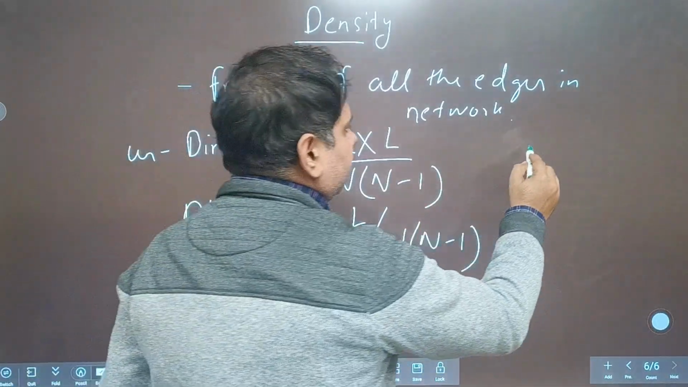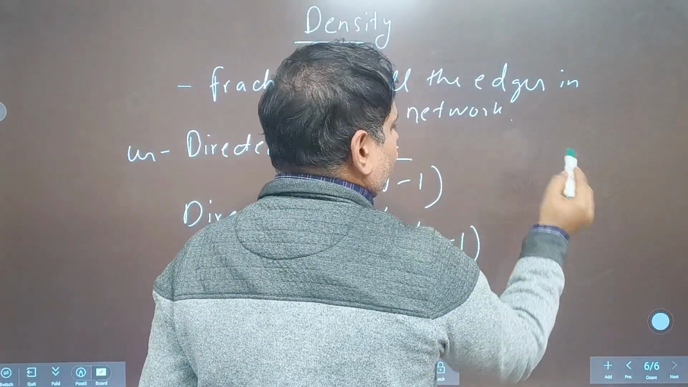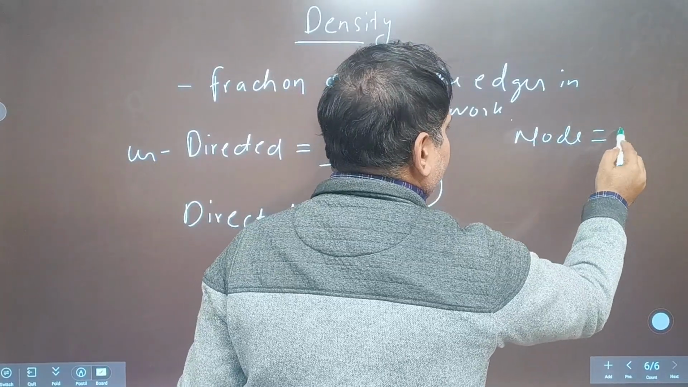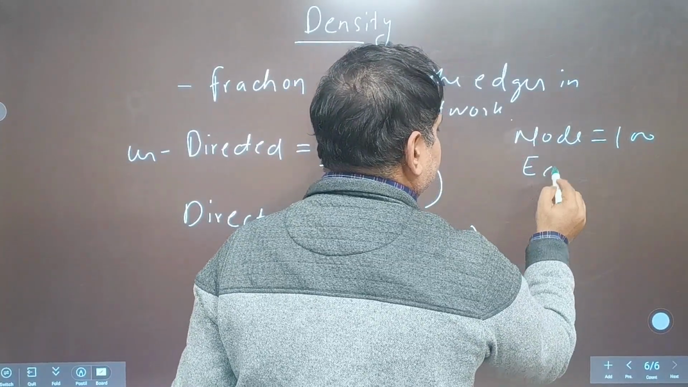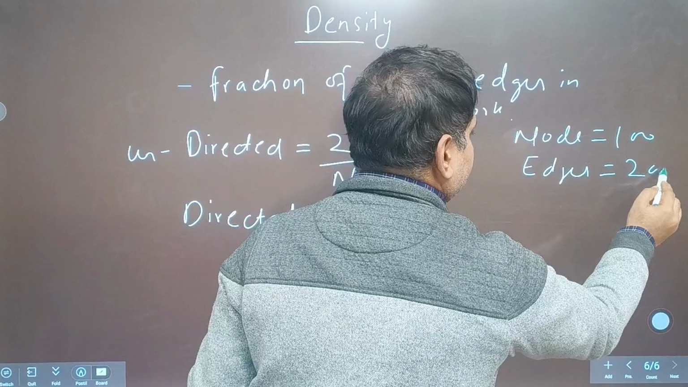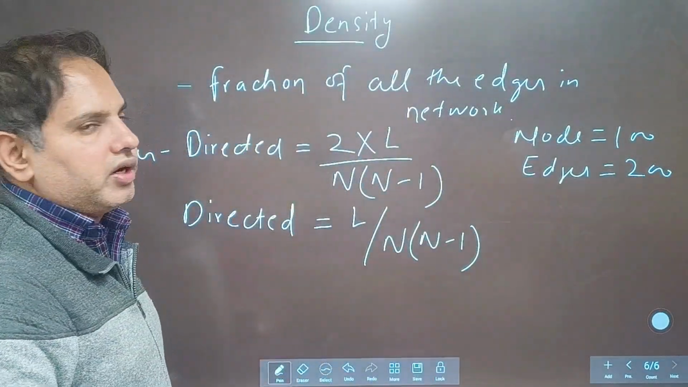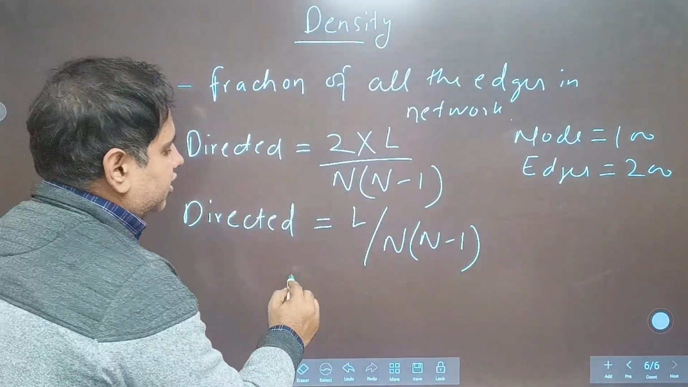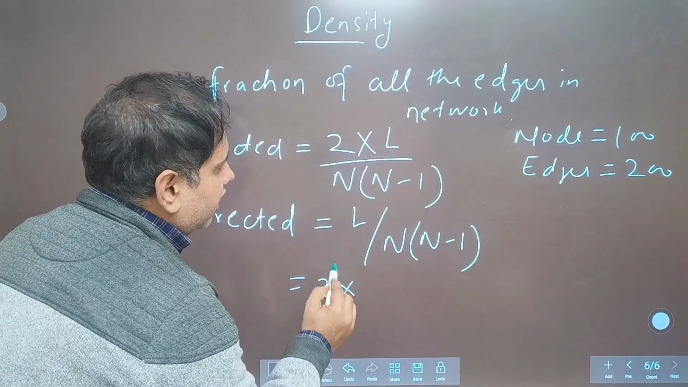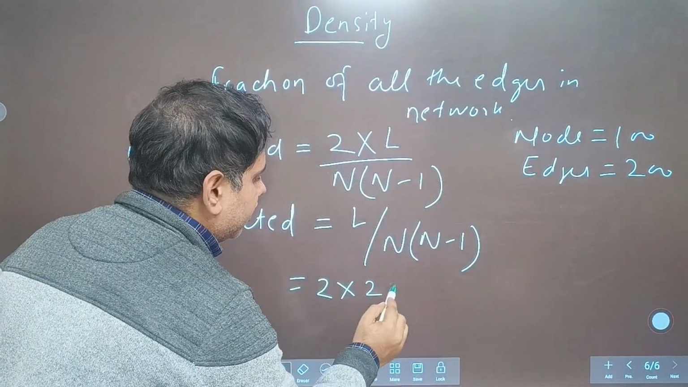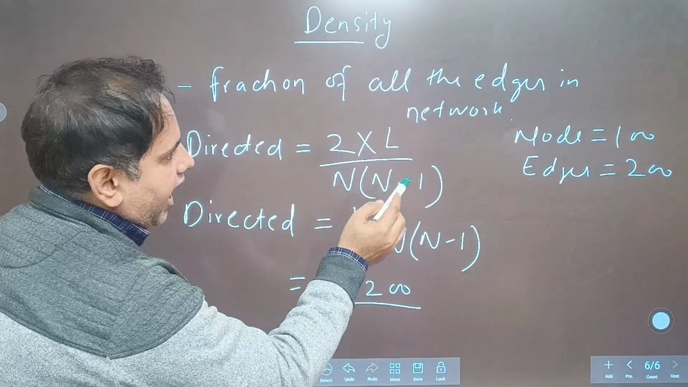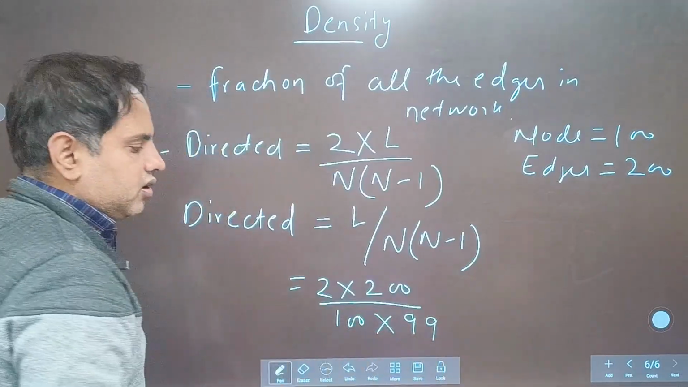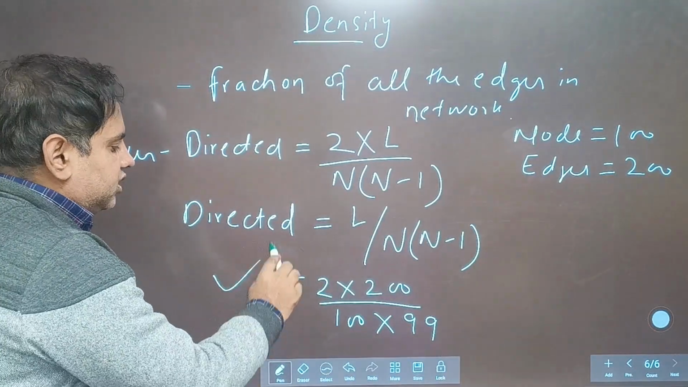For example, you have a protein-protein network with 100 nodes, and these nodes are connected with each other by 200 edges. So how can you calculate the density? If your graph is undirected, the density is 2 times the edges, 200, divided by n, the nodes, 100, multiplied by 99. That becomes your density.